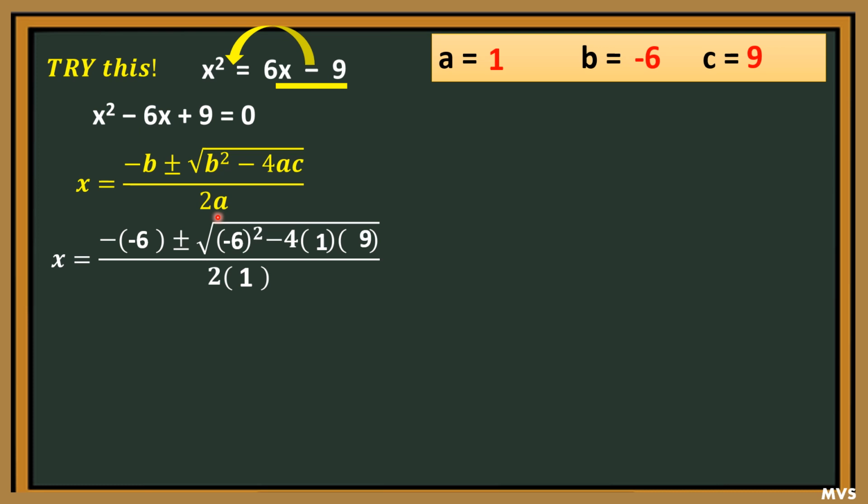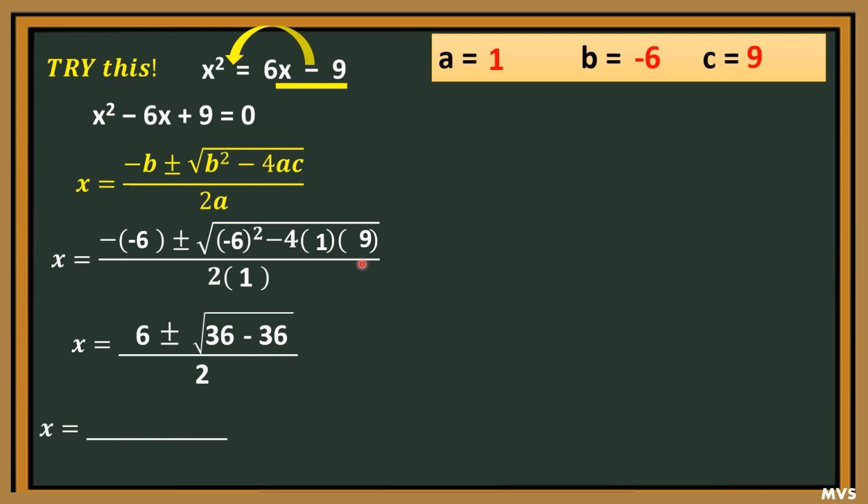Then, let us simplify the equation. We'll have x is equal to negative times negative 6, positive 6, plus or minus the square root of negative 6 squared is positive 36, negative 4 times 1 times 9, negative 36, all over 2. Then, x is equal to 6 plus or minus the square root of 36 minus 36, that is 0, all over 2.